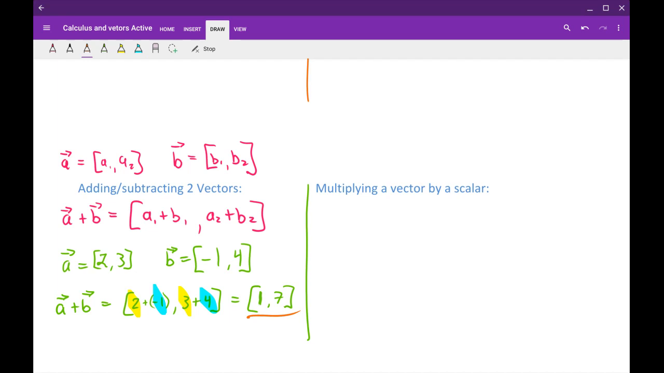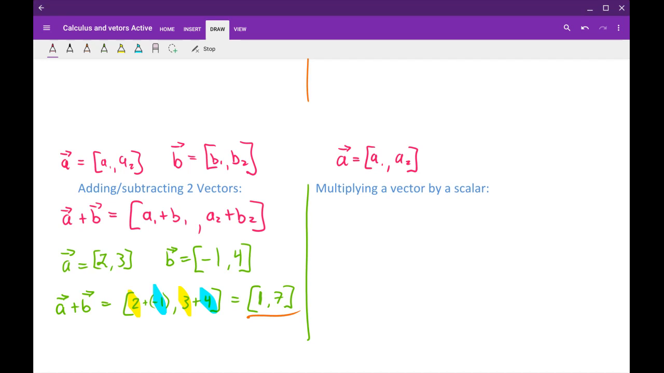How do we take a vector A, for example, and multiply it with a scalar? Okay, so let's say we've got our vector A. It's [A1, A2]. I always get these square brackets messed up. I always make them too small. A doesn't quite fit in there.